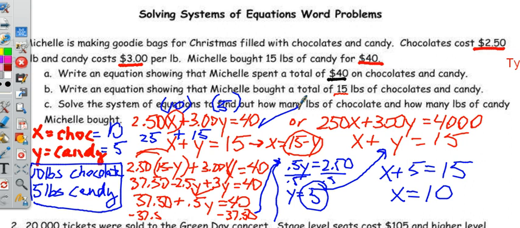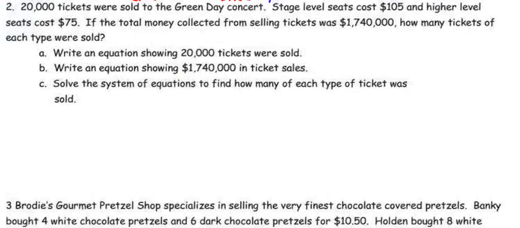All right, let's look at the next one. 20,000 tickets were sold to the Green Day concert. Stage level seats cost $105 and higher level seats cost $75. If the total money collected from selling tickets was $1,740,000, how many tickets of each type were sold? So again, this is going to kind of lead you through it.